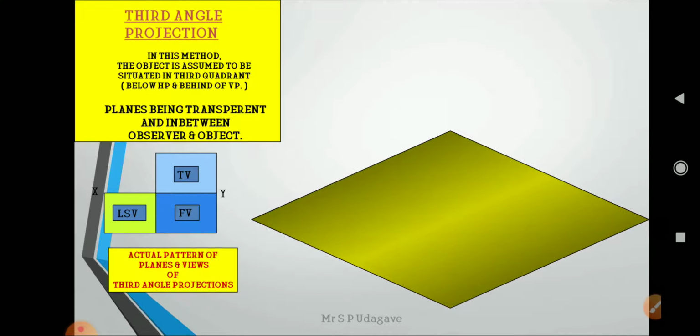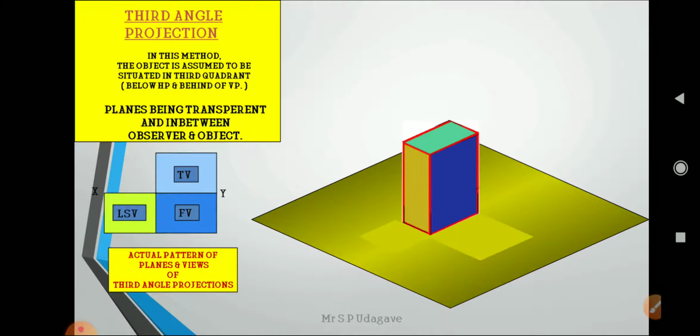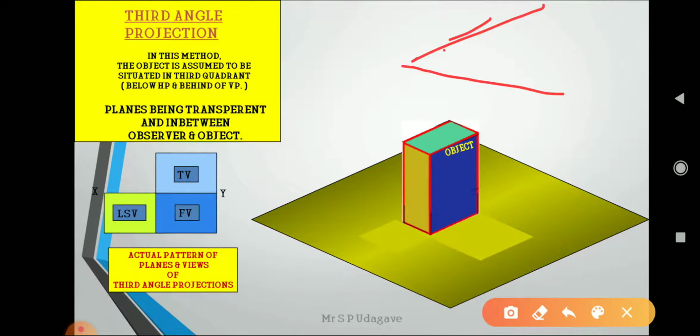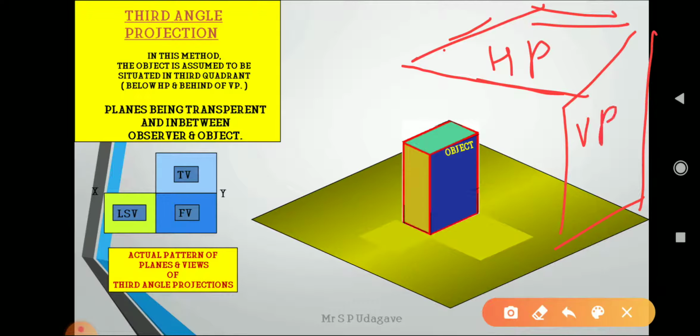For the third angle projection method, we are going to take the views for the same component. The object is resting on the ground. In this method, the object is assumed to be situated in the third quadrant, that is below the HP and behind the VP. Below the HP means we can assume this is the plane, this is the horizontal plane, and this is the vertical plane. The observer is observing the component.